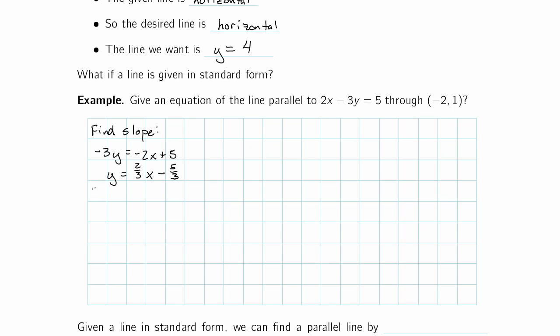And so the slope is 2/3. The line that we want will go through -2, 1. So we'll have y minus 1 is 2/3 times x minus -2, which is x plus 2. But let's see what happens if we take that and put it back in standard form now.